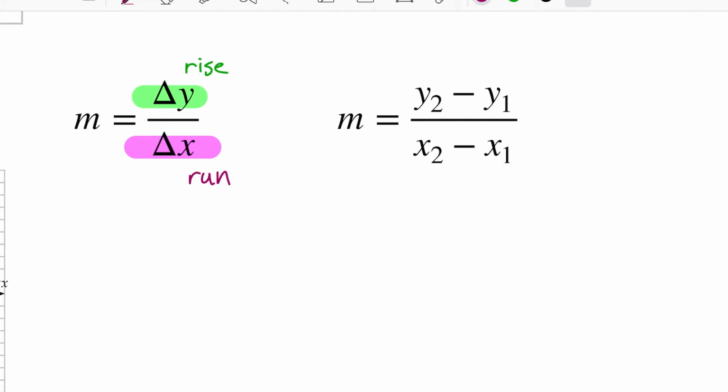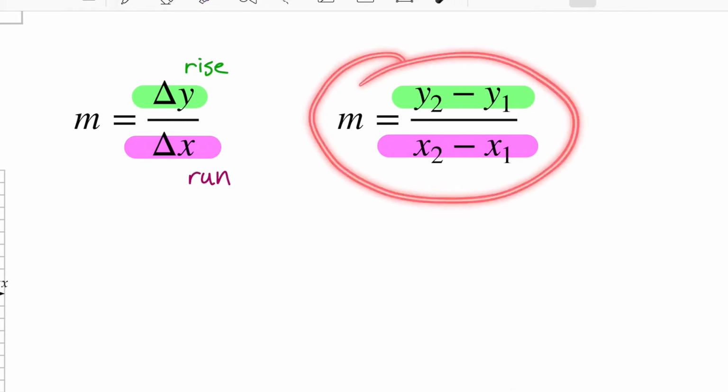Now, another way to say change in y is to write it as a formula. So change in y is equal to y2 minus y1. That's one of the y values minus the earlier y value. And our run is x2 minus x1. We're going to demonstrate this formula next.